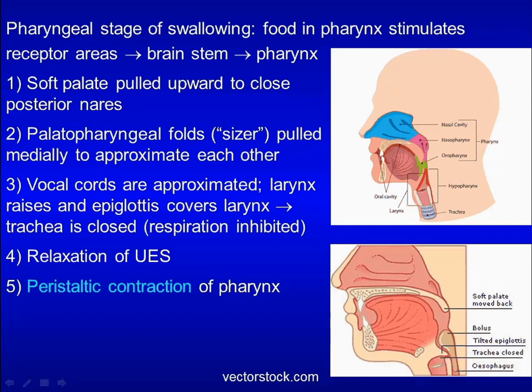The entire muscular wall of the pharynx contracts, beginning in the upper part, then spreading downward, which propels the food by peristalsis into the esophagus. This whole process can be represented in a short video. This is video 1.